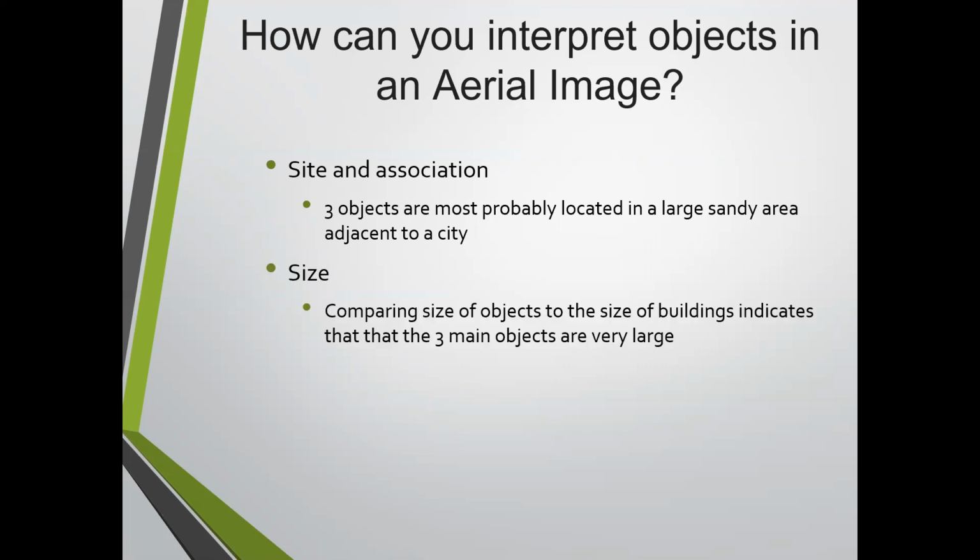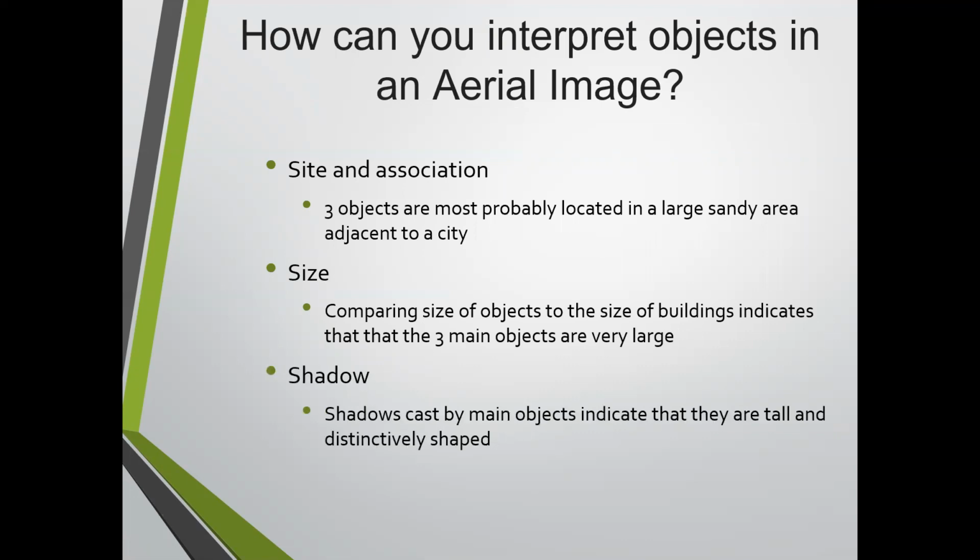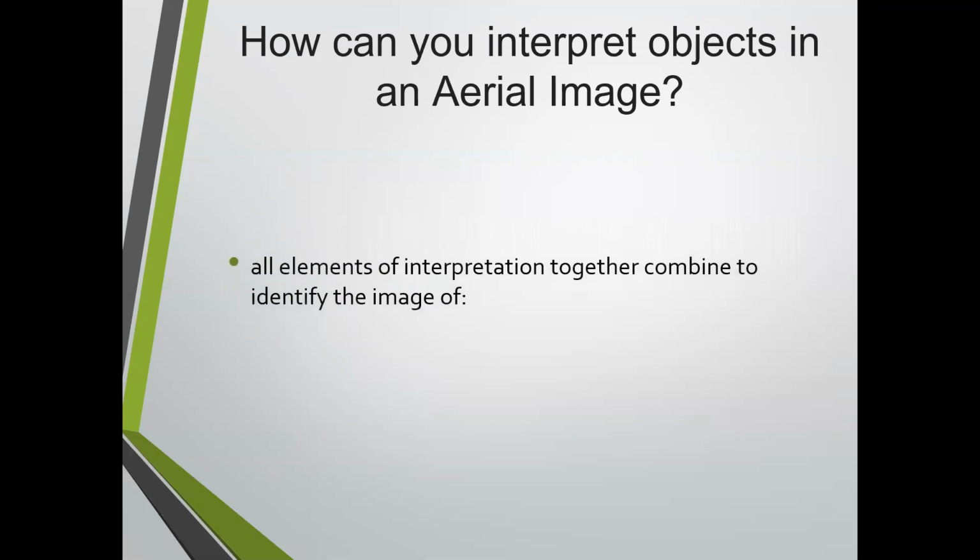Size, the size of those objects as compared to buildings indicates they're really, really large. And their shadows, okay, so the shadows cast indicate that they're pretty tall and distinctively shaped. And the shape itself, the objects have a square base, but it looks like they're pyramid shaped. And so when all of those elements come together, what you're really getting is the Great Pyramid of Giza in Cairo. And again, we're going to be looking at those kinds of things.